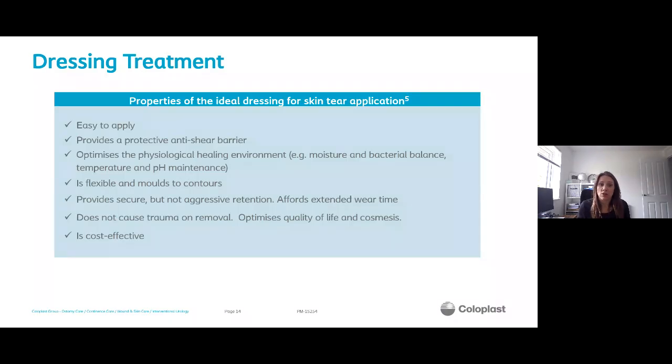So dressings as treatment should be easy to apply. They should provide a protective anti-shear barrier. We want them to optimize that healing environment, as I spoke about in the last slide, and create that balance of moisture and bacterial load, as well as create an optimum healing temperature and pH balance. It needs to be something that's going to be flexible and mould to the contours of the skin and to the wound bed where possible. It needs to provide that secure but not aggressive adhesion and retention. So we don't want it to cause more trauma on removal.